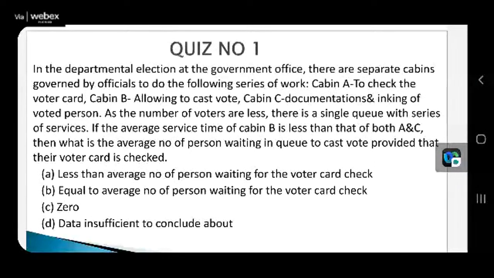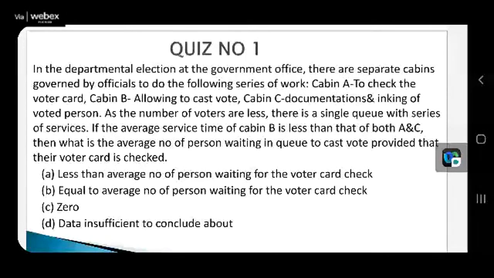Now, as the number of voters is small, there is a single queue. That means there are no two or three booths, there is a single voting booth with a series of services. Suppose the average service time of cabin B is less than that of both A and C. That means you just go, you vote, and you come back. It is a very quick process. But checking your voter ID against the list they have and documenting it all takes time. That is what they have given.